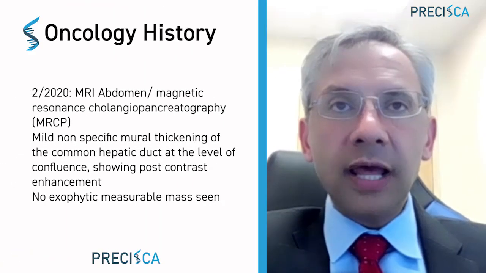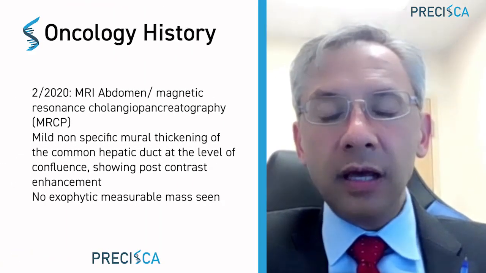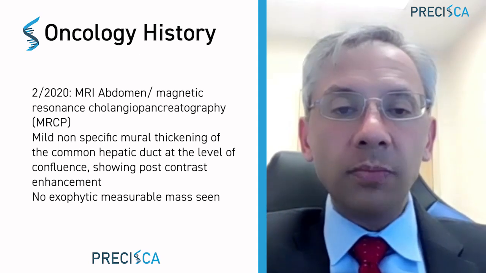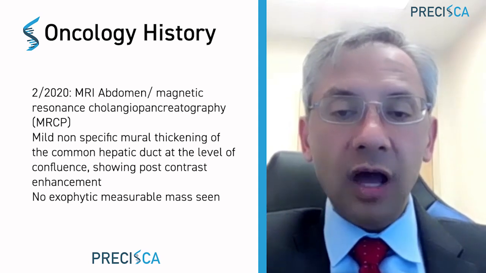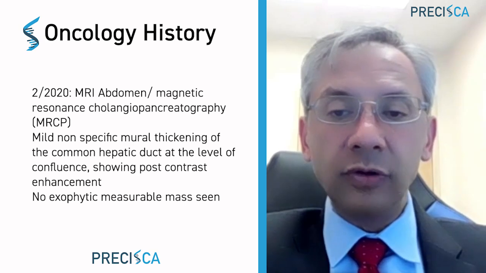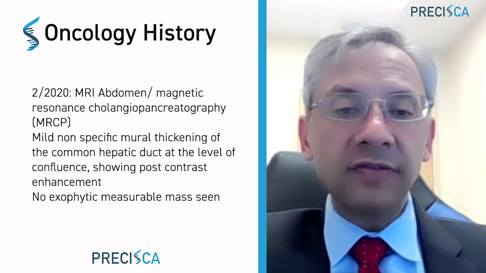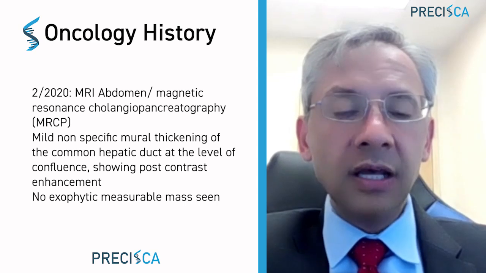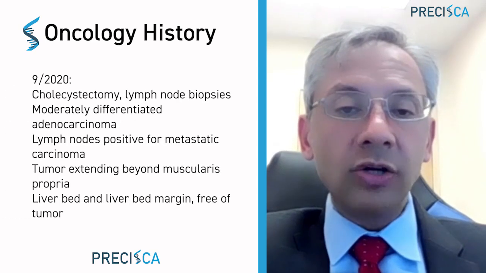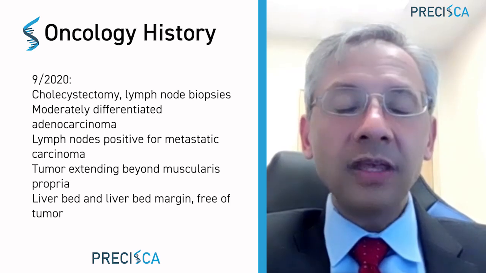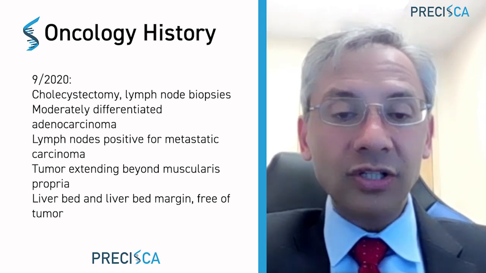Excellent, thank you. Following up with the oncologic history, the patient did have an MRI and MRCP in February 2020 that showed mild nonspecific mural thickening of the common hepatic duct at the level of the confluence, showing post-contrast enhancement, but no exophytic measurable mass was seen. In September 2020, the patient underwent a cholecystectomy, with lymph node biopsies, showing a moderately differentiated adenocarcinoma.